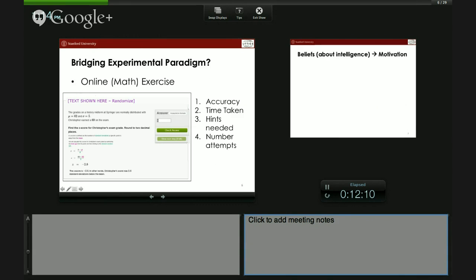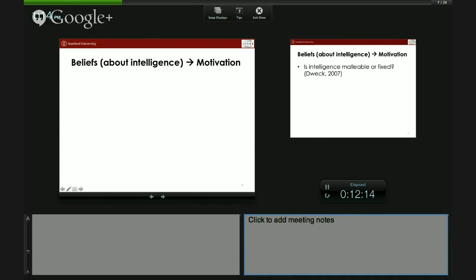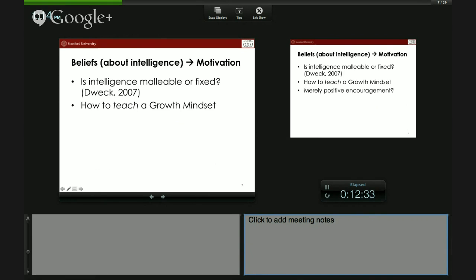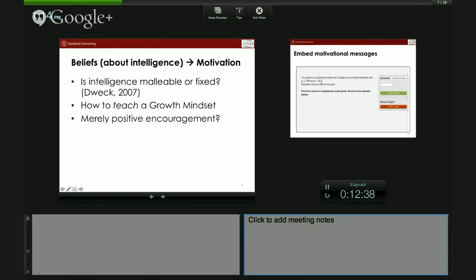So here's the first line of work to try to look at questions in this context. This is in collaboration with Carol Dweck's group, Dave Paunesku, Ben Healy, and Joshua Aronson, from Harvard, Khan Academy, and Stanford. It draws on decades of research by Carol Dweck and others on whether intelligence being malleable or fixed predicts and has a big impact on students' behavior. The question they've started moving towards, and that we're asking here, is how to teach a growth mindset.